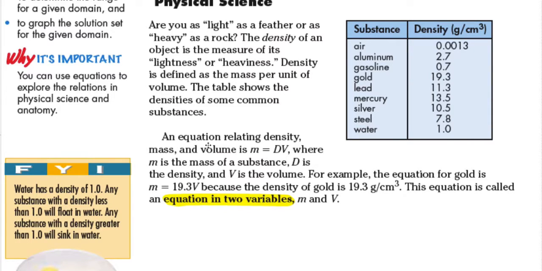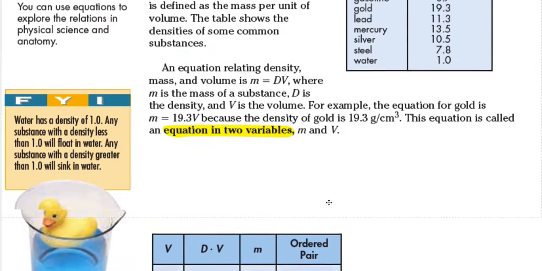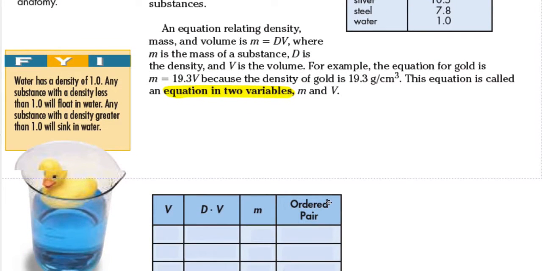An equation relating density, mass, and volume is m equals dV, where m is the mass of a substance, d is the density, and V is the volume. For example, the equation for gold is m equals 19.3V, because the density of gold is 19.3 grams per cubic centimeter. This equation is called an equation in two variables, m and V. An equation in two variables involves two unknowns.